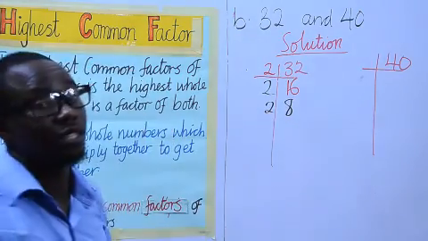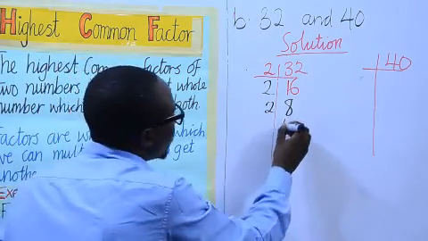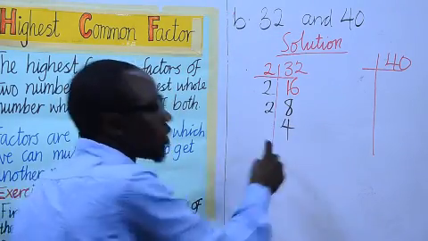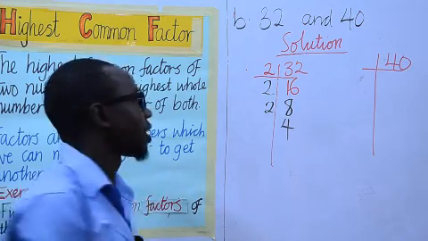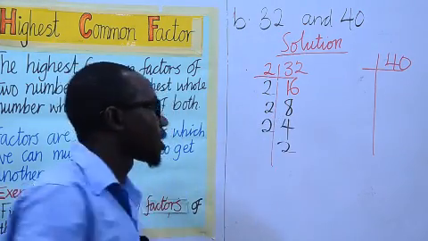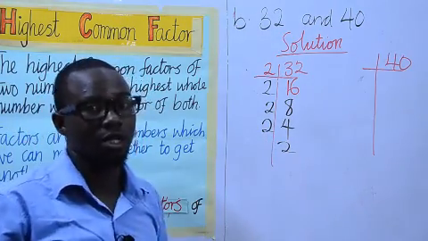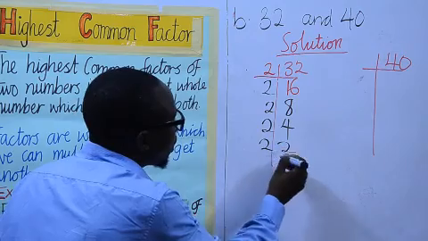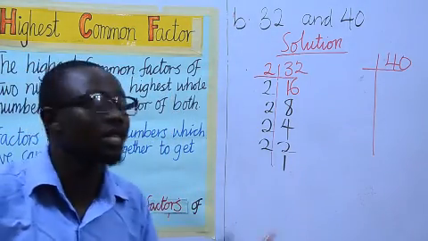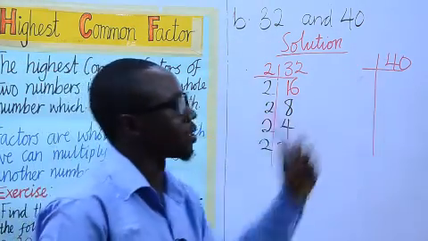Now the next one is, can 2 go in 8? Yes, it can. 2 can go in 8. How many times? 4 times. Then we have our 4 this way. I hope you understand. Now, can 2 go in 4? That's the next question. Yes, it can. Then 4 divided by 2 will give us 2. That's excellent. Now the next question is, can 2 go in 2? Yes, it can. Then 2 divided by 2 will give us 1. When you have 1 here, you leave it that way because that's the end of these factors. I hope you understand.